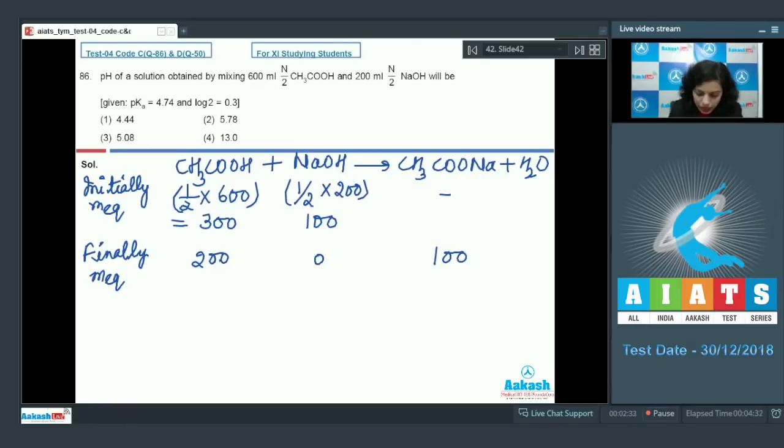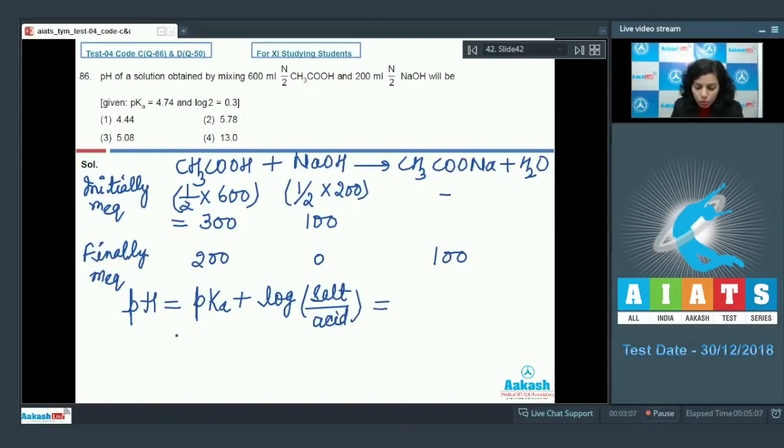In this way, we can say that the mixture formed here is an acidic buffer, in which the acid is present as well as the salt of that acid with a strong base. Now, it's time to find the pH of that acidic buffer. pH is equal to pKa plus log of the concentration of salt upon the concentration of acid in the buffer. Let's find the pH value. The pKa value is already given, that is 4.74.